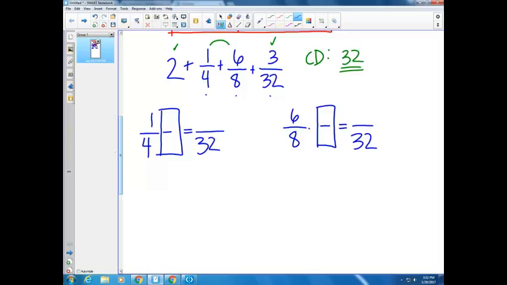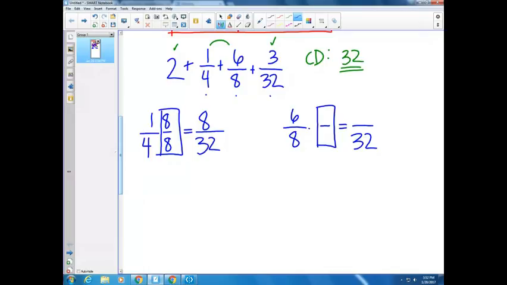So 4 times what gets me to 32? Well, 4 times 8 gets me to 32. So for this to be a giant 1, the numerator also has to be 8. Remember, we need to change our numerator as well as our denominator. 1 times 8 will give me 8. So my 1/4, the equivalent fraction we found, becomes 8 out of 32, having that common denominator of 32.